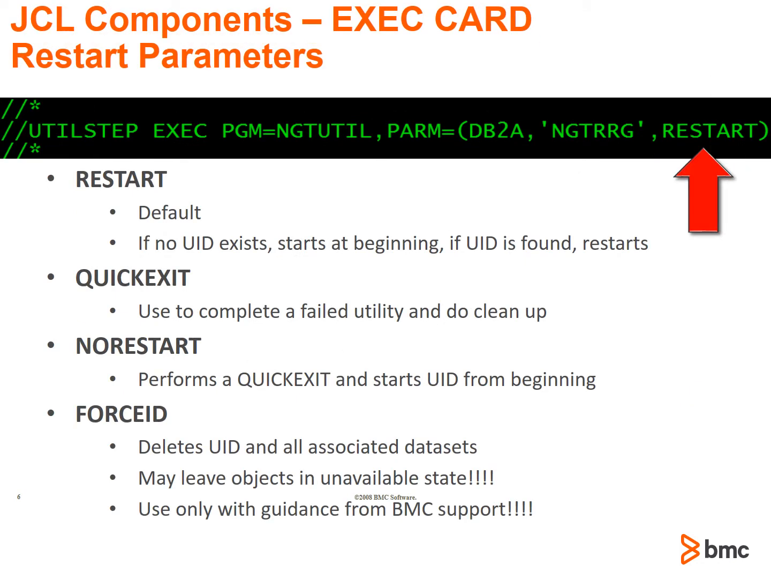There are several options for the restart parameter. Restart is the default. If there is no existing utility ID present, the execution starts from the beginning. If a utility ID is found, NGT Reorg restarts. Quick exit is used to safely end a failed utility execution. This will free up the utility ID for subsequent processing and do all cleanup of work data sets. No restart will quick exit an existing utility ID and start it from the beginning.